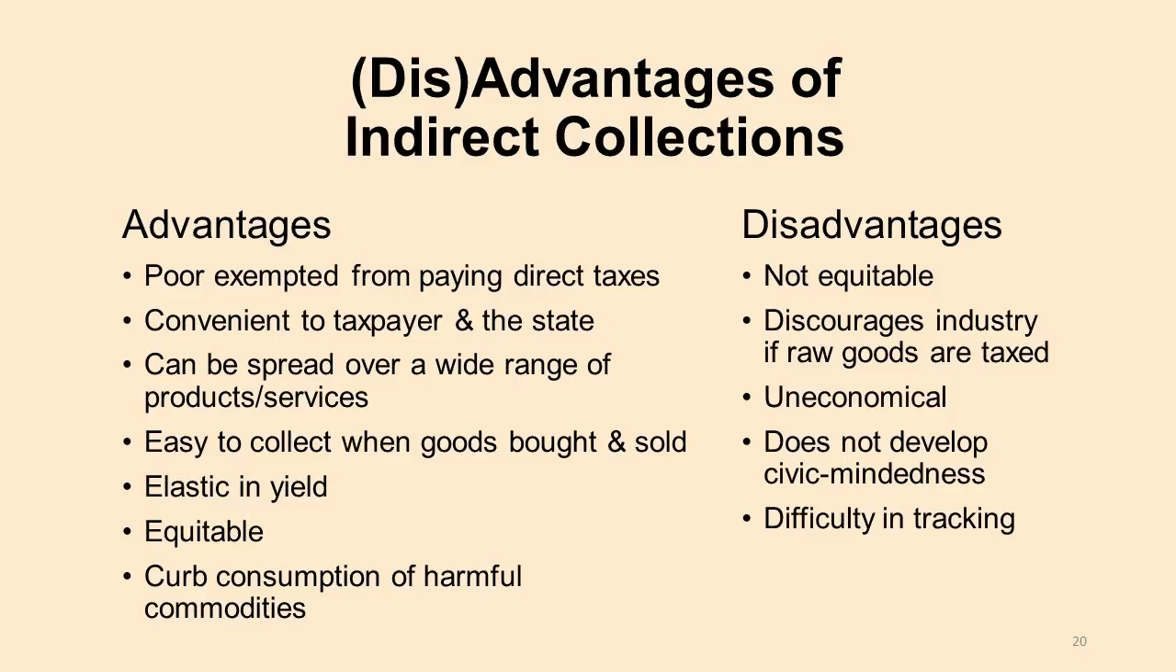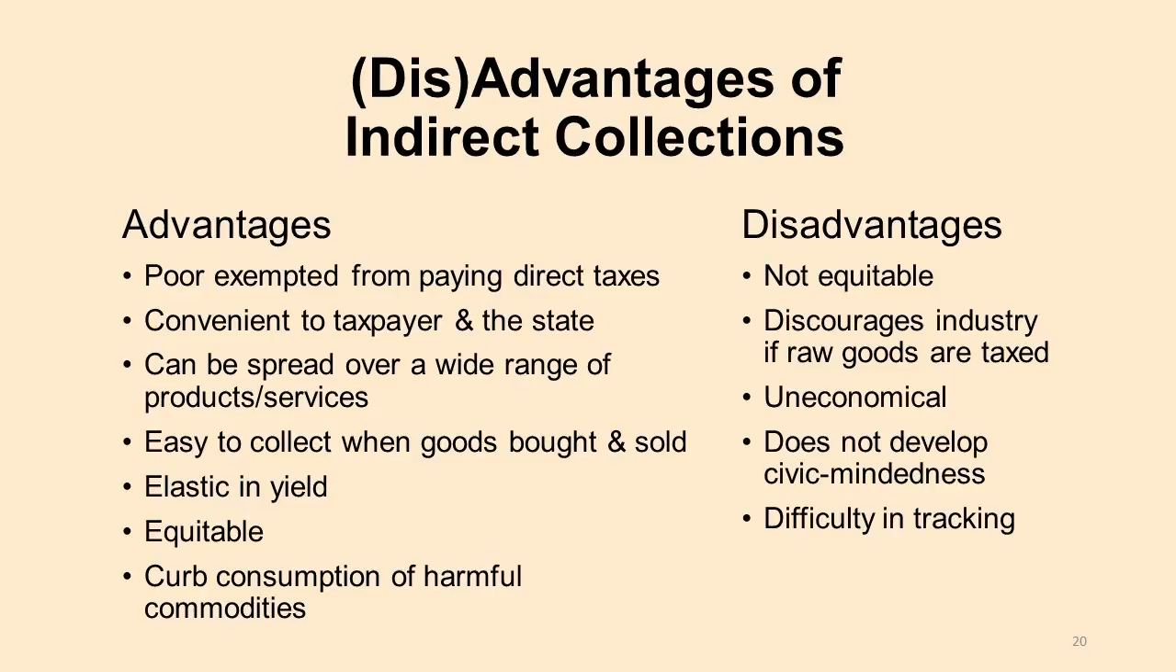We say that indirect collections are elastic in yield. What that means is the more things are bought, the more taxes are collected. When the economy is slower, people don't have as much money, or people choose to not spend, then the yield, the amount of money that comes in, will be lower. So it's elastic, it stretches.